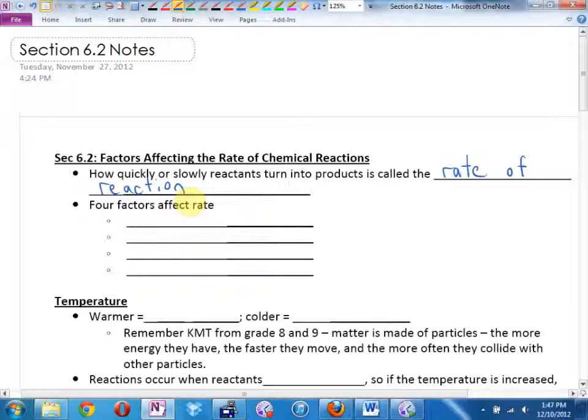Some chemical reactions happen incredibly fast, explosions. Some chemical reactions happen incredibly slow. I was just reading yesterday, there is an element on the periodic table, and I can't remember the number, but I'll look it up for next unit because we're doing radiation next unit.